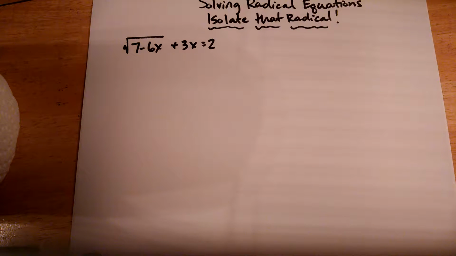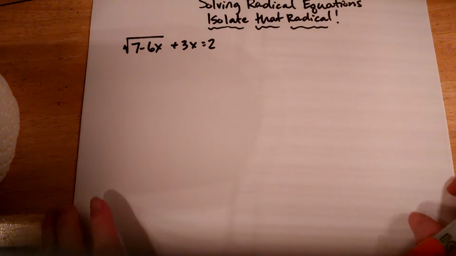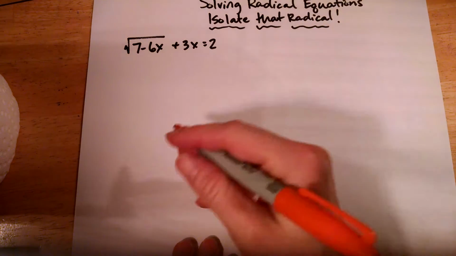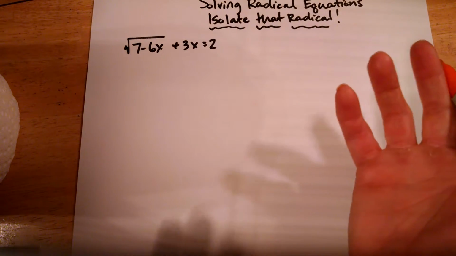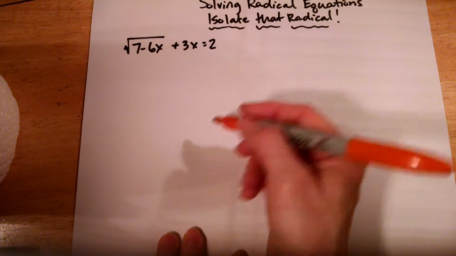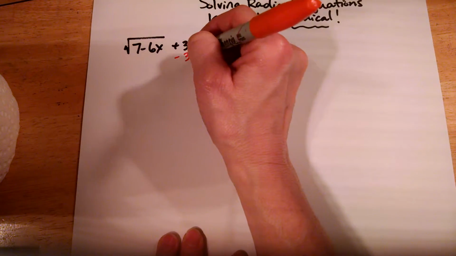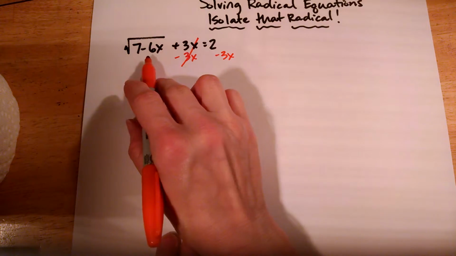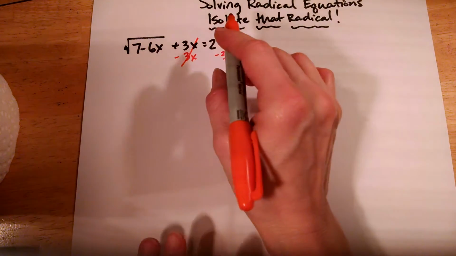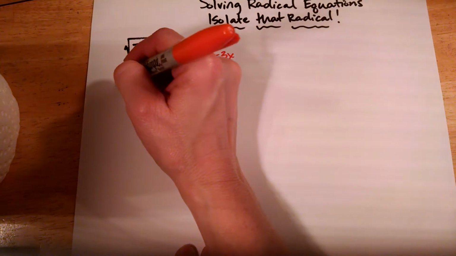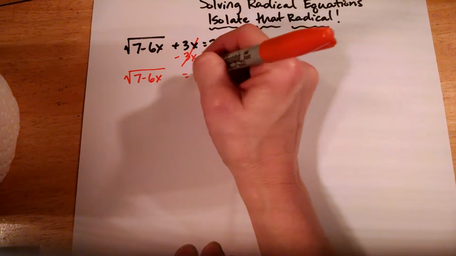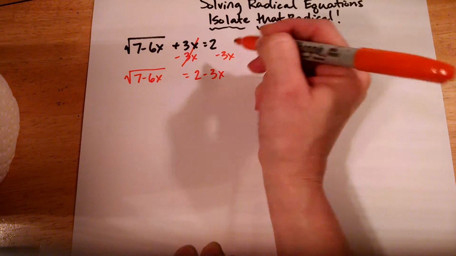Okay, so first thing we need to do is isolate a radical. Make sure it's the only thing on that side of the equal sign so that we can square it and lose the radical altogether. So I'm going to subtract 3x from both sides. Make sure this guy is the only thing on one side of the equal sign. Okay, so I'm going to bring everything down. I've got 7 minus 6x equals 2 minus 3x.